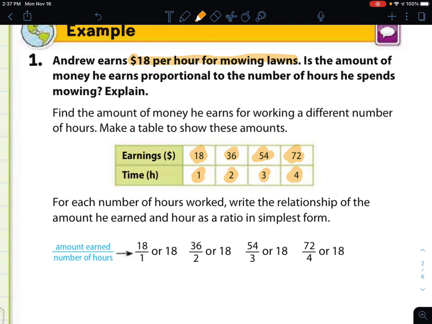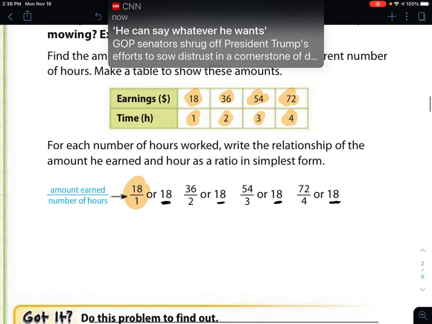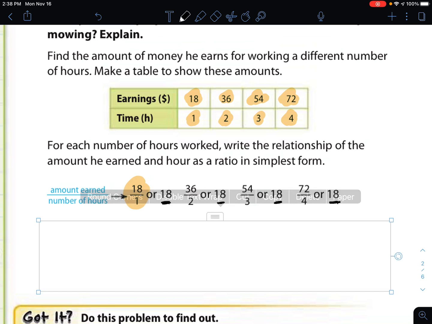So we have $18 per hour, or the simplest form of 18 over 1 is equal to 18. We also know that 36 over 2 is equal to 18 over 1, or 18. 54 over 3 again is equal to 18 over 1, or simply 18. And 72 over 4 is the same as 18 over 1, or 18. Now what do we notice about all these ratios?